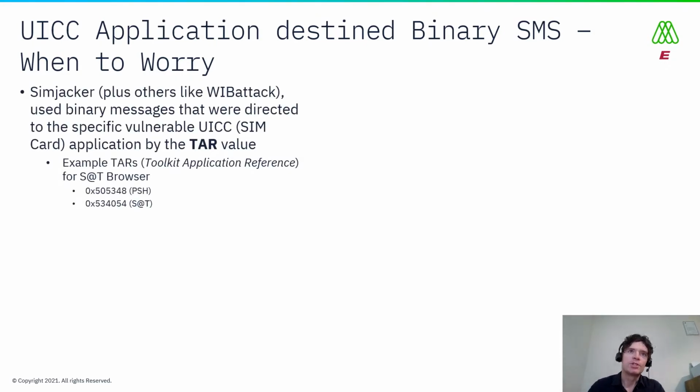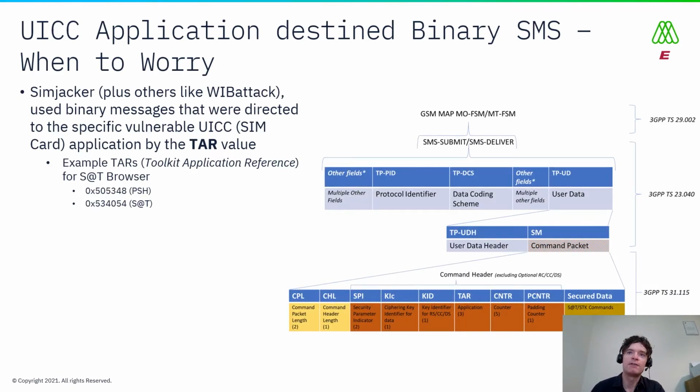The thing with Simjacker plus other types of vulnerabilities like WIB attack is how they worked. They use a binary SMS that was directed to a specific vulnerable SIM card application. How they know which SIM card application to send it to is defined by the TAR value. The TAR value is encoded in a part of the message called the command header, which is 2 or 3 layers within the actual SMS header of the packet.